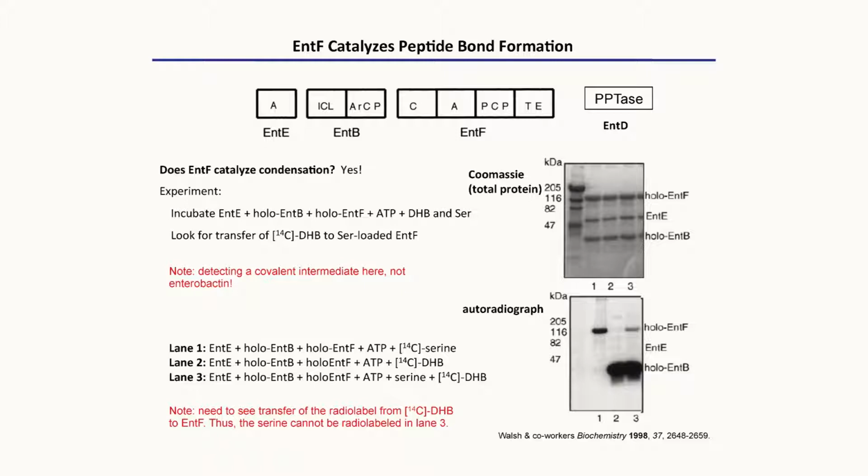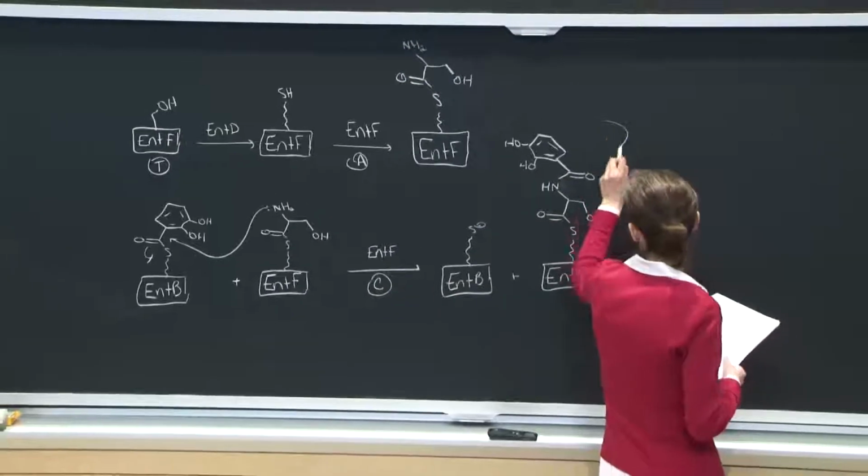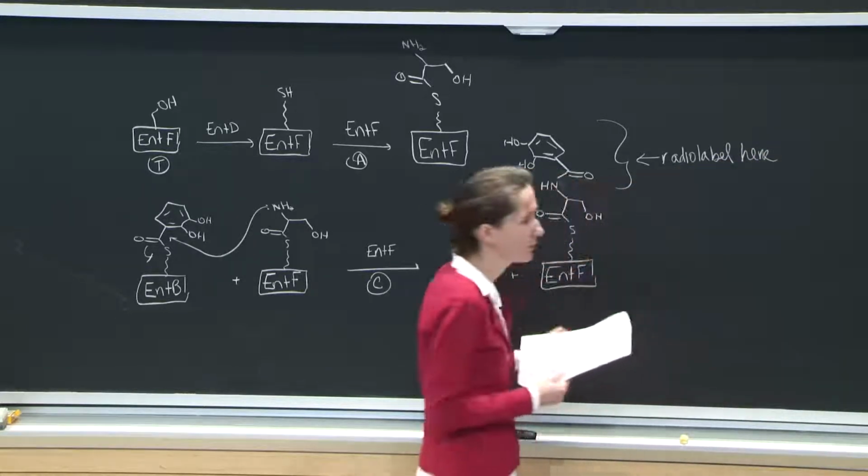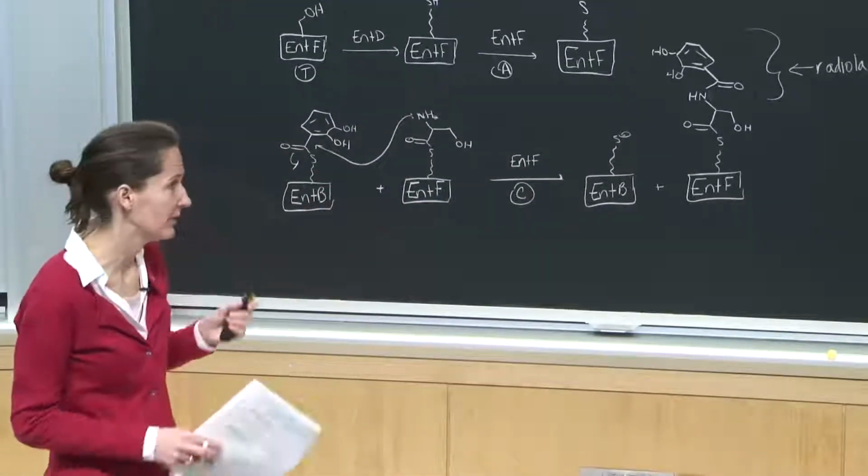Okay, and what we want to do in this case is look at transfer of radio-labeled DHB to serine-loaded NF. And I guess I got a little ahead of myself on the prior slide. So this is a case where if you had C14 labels in both of your monomers, you'd have a big problem, right? So key here is to use unlabeled serine and radio-labeled DHB, right? So you're not getting a big background. And an important point to make here in these experiments is that we're looking for detection of a covalent intermediate. So effectively, having this guy here attached to NF, right? And so the radio label is here. So that's what we're looking for, okay? Not the final product, and that's indicated by having the gels.